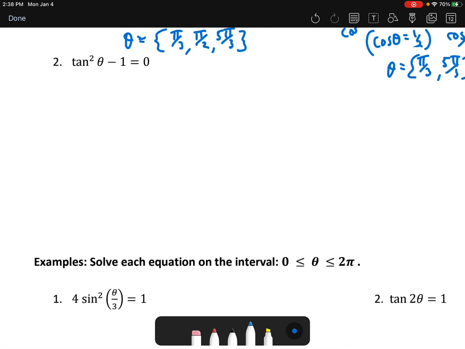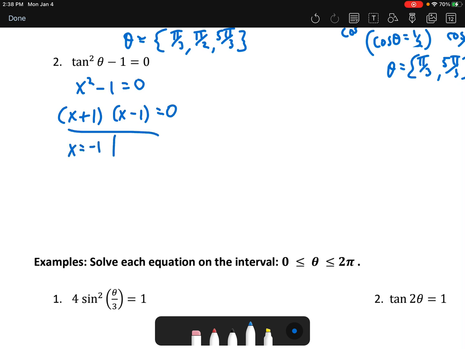Number 2. Well, let's replace tangent with x. Now you're telling me you don't know how to factor that? It's a difference of squares. I'm pretty sure you do. x plus 1, x minus 1, which would be tangent. So you get 1 and negative 1 for our x. So tangent theta equals -1. Tangent theta equals +1. Now you could do it this way.